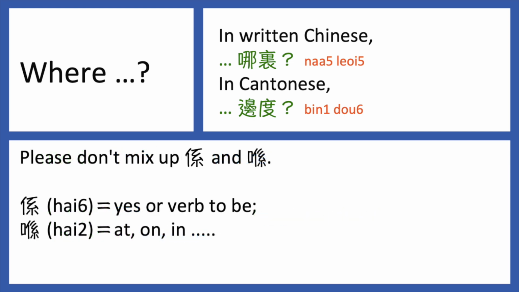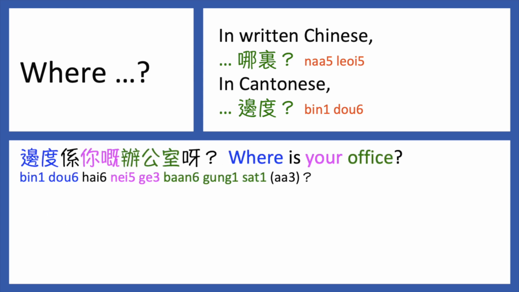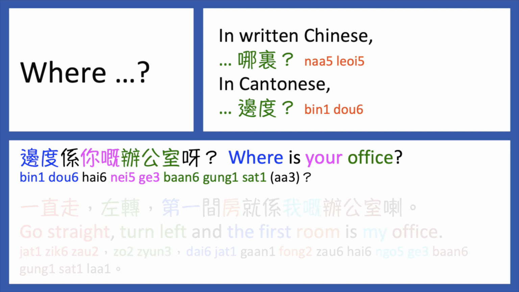Please don't mix up 係 and 喺. 係 means yes or verb to be, while 喺 is a preposition at, on or in. Please see the following examples. The question word is at the front of the question. 邊度係你嘅辦公室啊？ The situation is I and someone are walking along a corridor.